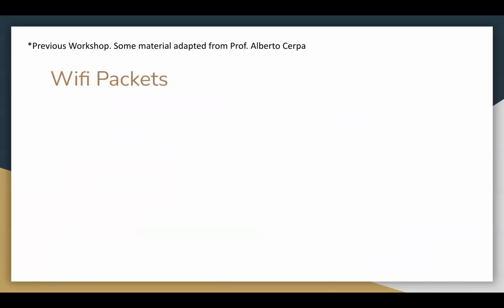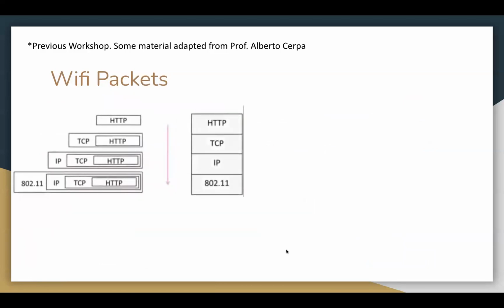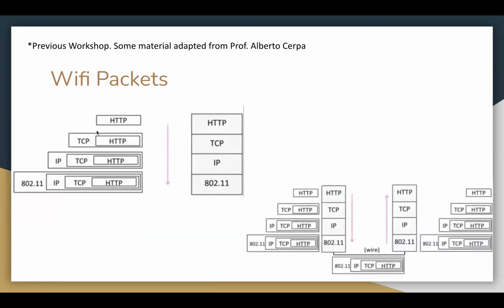Now I'm going to be discussing the actual packet structure. In Wi-Fi, you have your HTTP, and then it gets wrapped into the TCP, and then IP, and then 802.11, which is basically Wi-Fi. So this is an example of how the packet is stored.